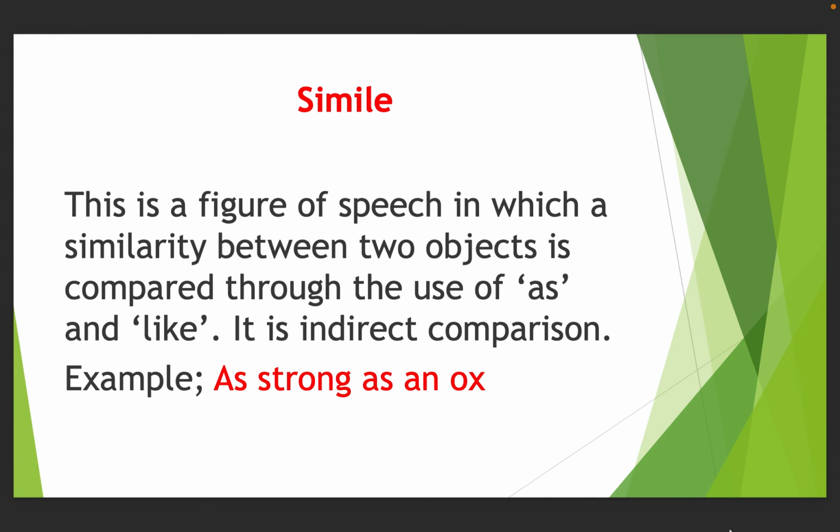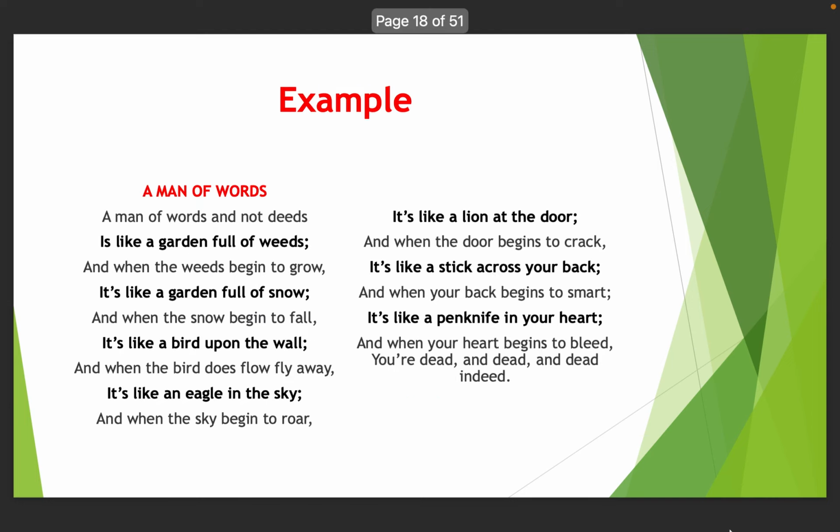Simile. This is a figure of speech in which a similarity between two objects is compared through the use of as and like. It is an indirect comparison. Example: as strong as an ox. Example: a man of words.